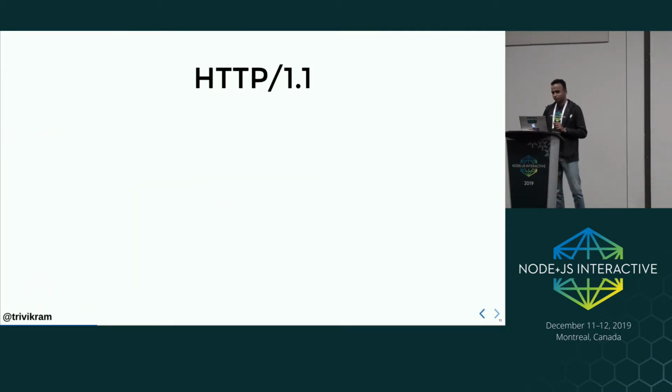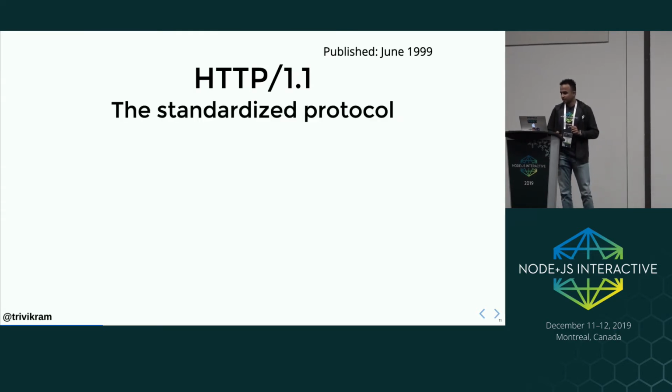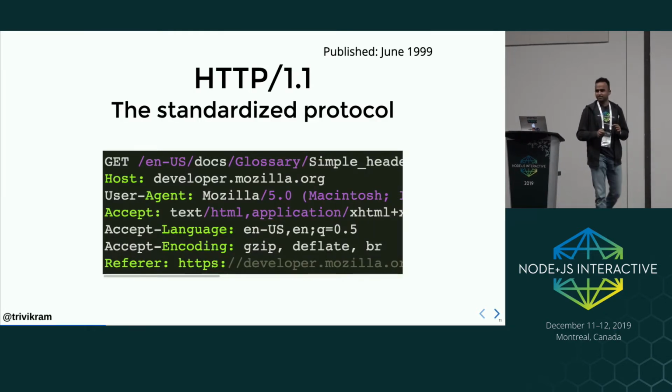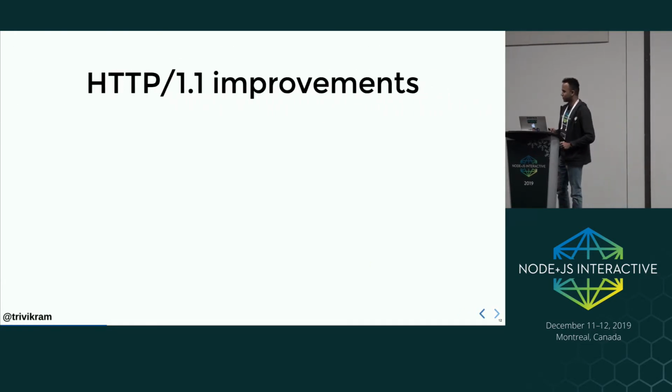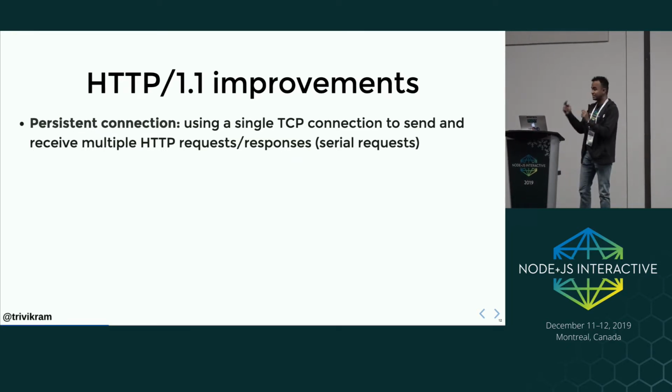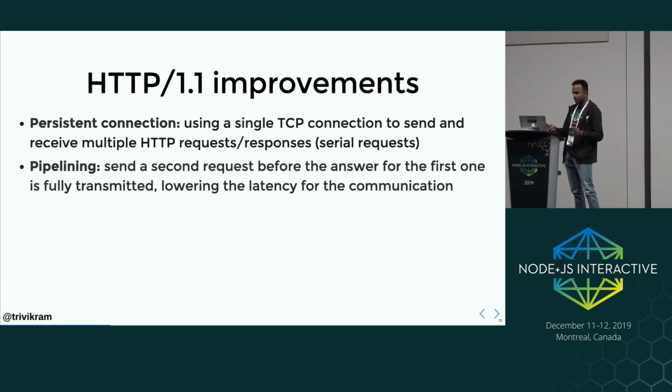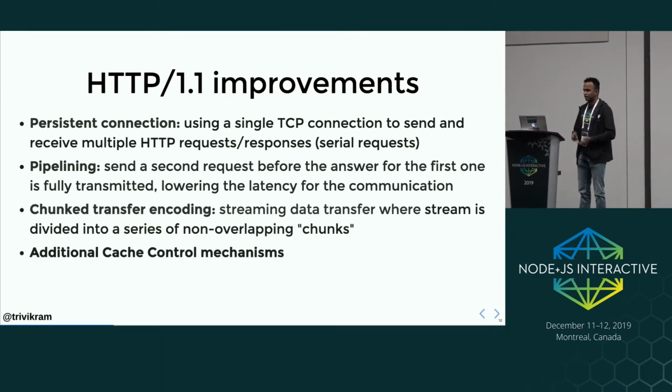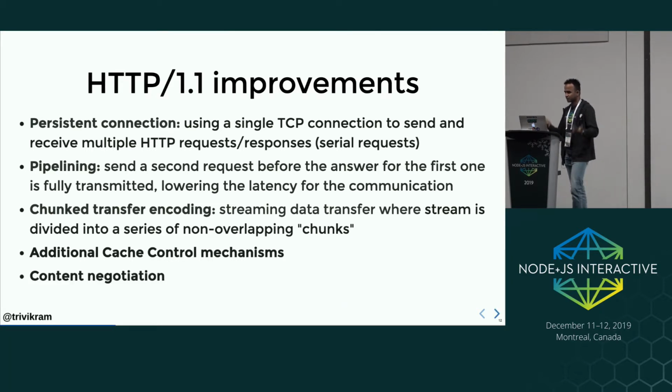So then HTTP 1.1, the standardized protocol, came in June 1999. And I will not go through the headers because there are too many headers. We will just see what were the improvements in HTTP 1.1. So first improvement was persistent connection, in which you can use a single TCP connection to send and receive multiple requests and responses which are serial, not the concurrent ones, which are serial. And there was pipelining, in which a second request can be sent before the first one is fully transmitted. And there was chunk transfer encoding, and there was an additional cache control mechanism, there was content negotiation.